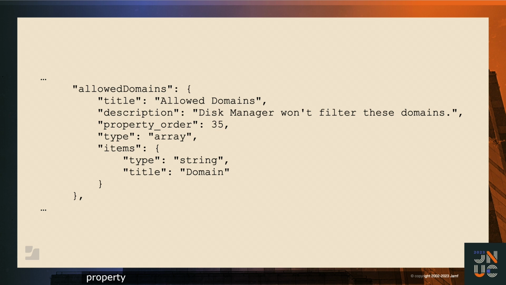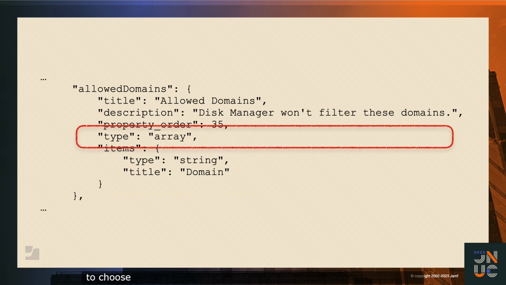Now, this one for allowed domains seems pretty simple, but it's also going to do something pretty cool. The first thing that stands out is that our type this time is an array. So far, we've had string, we've had integer, and we've had Boolean, so array is new. If you remember that list of radio stations that I mentioned earlier, you'll recall that entire value was just a single list. That's what an array is, just a list.